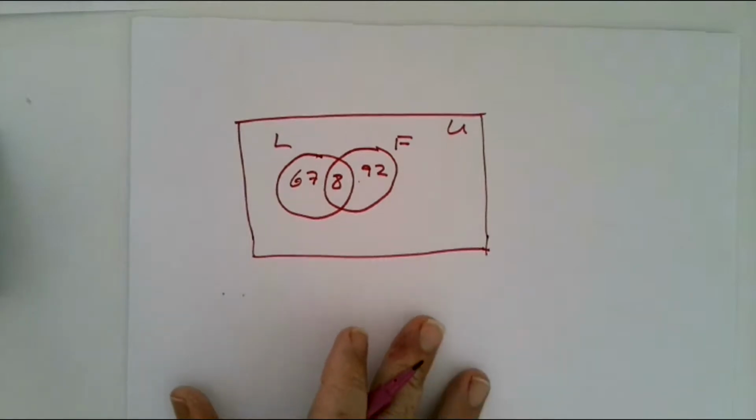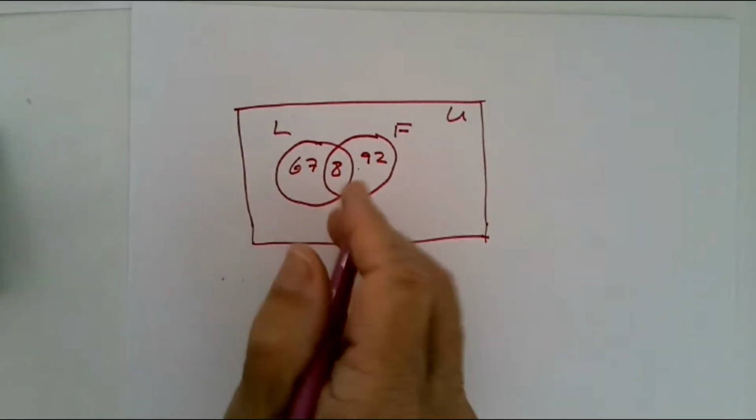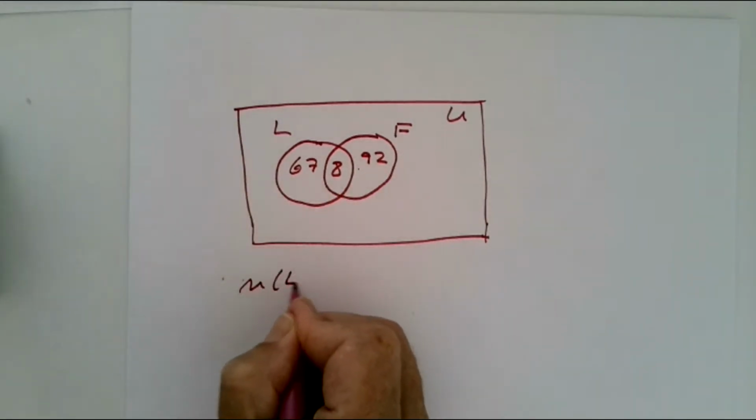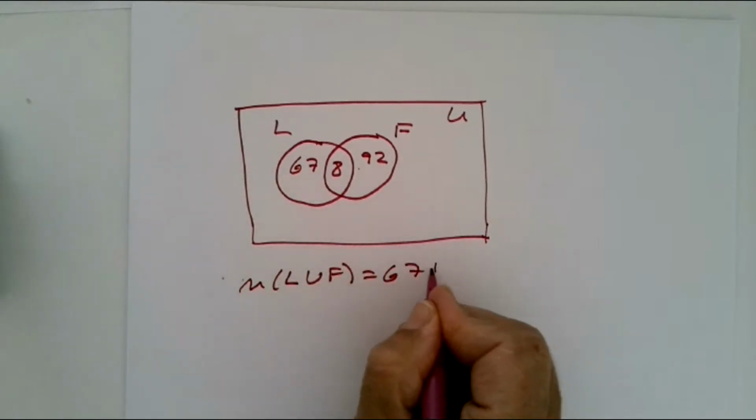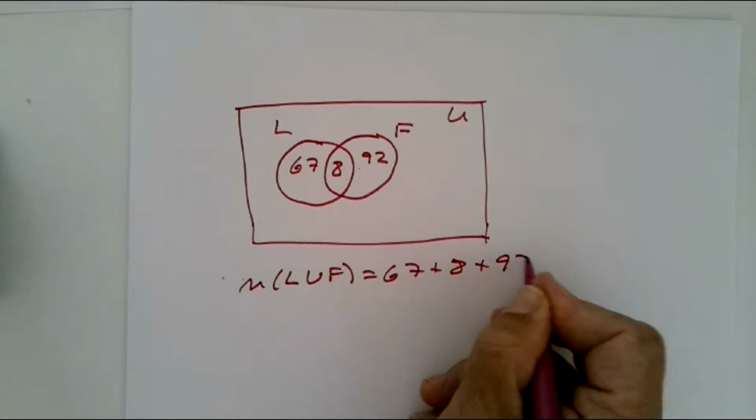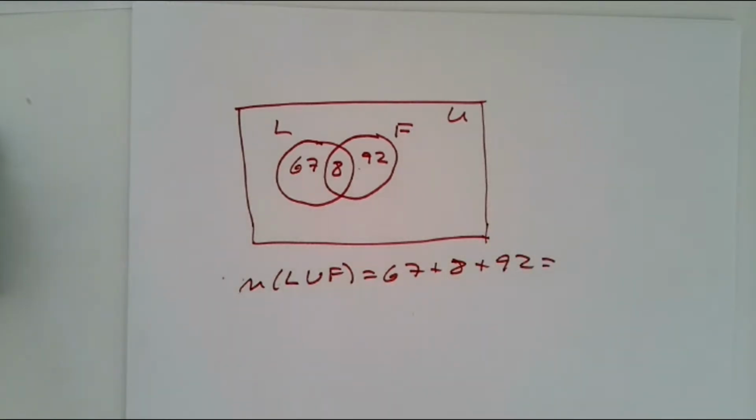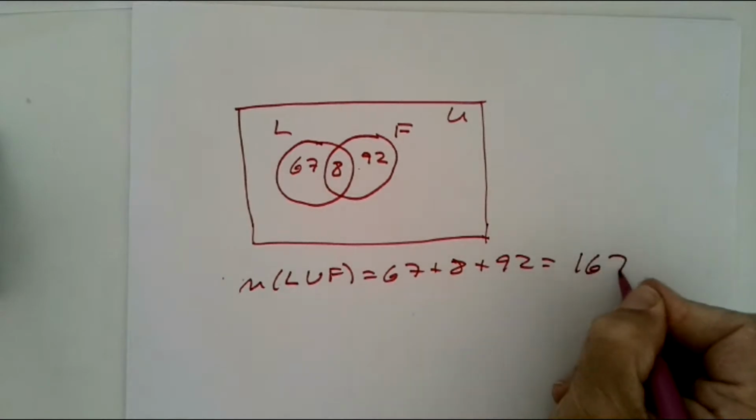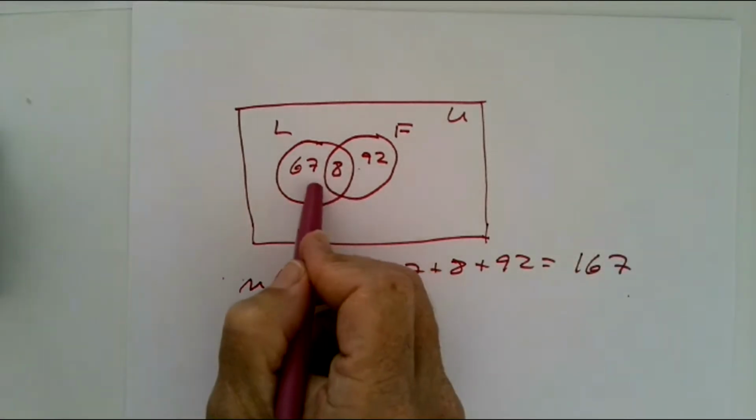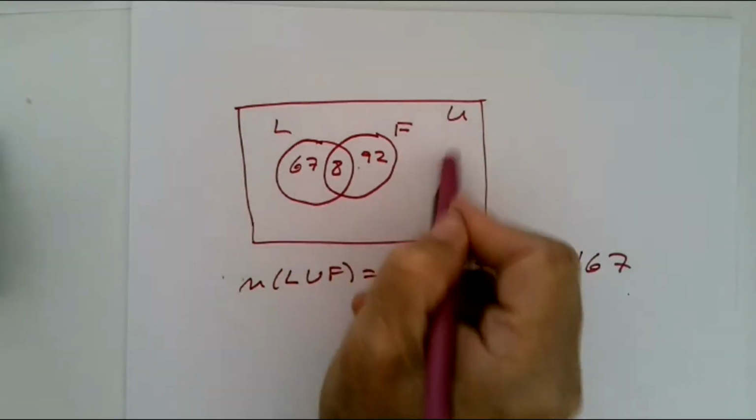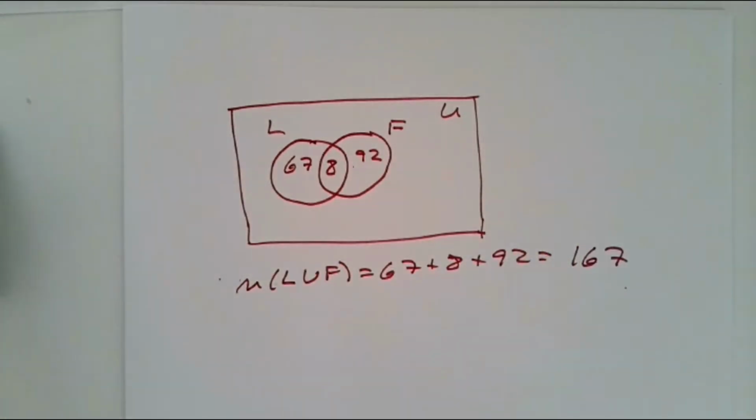So if I'm interested in the number of L union F, I could add those 3 together, 67 plus 8 plus 92. What does that give me? A total of 167, which makes me happy. That's what I had before. And then whoever is in neither liberal arts math nor in French would be in outer space, out in the universal set, outside those 2 sets. And that will conclude this lesson.